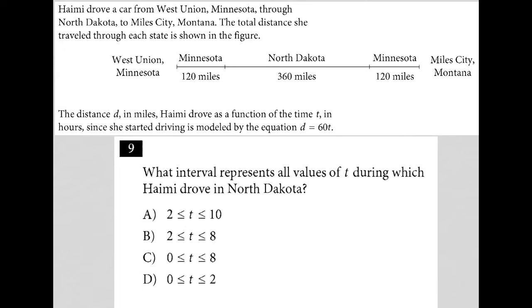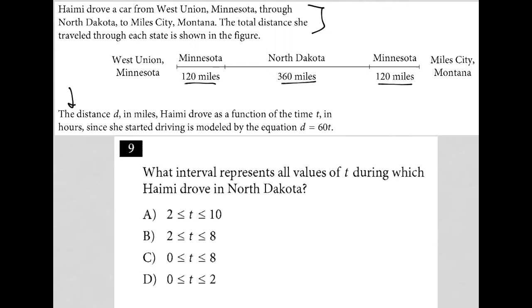So this question starts off with the information provided up top here. It says Haimi drove a car from West Union, Minnesota through North Dakota to Miles City, Montana. The total distance she traveled through each state is shown in the figure. So it shows that she drove 120 miles, 360 miles in North Dakota, 120 miles in Minnesota.